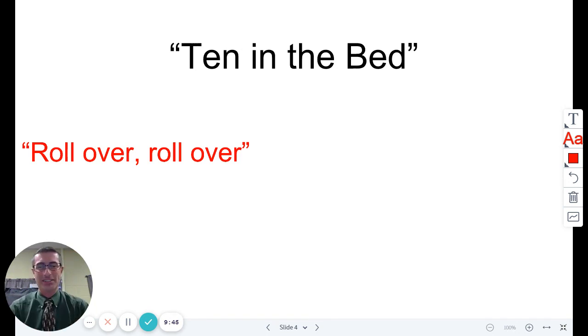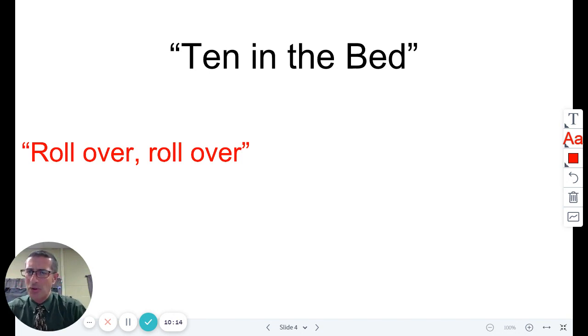Now, we're going to be taking a look at this song today. Now, I know what you might be thinking. You maybe have heard this song before. Maybe you've heard this song a long, long time ago. And you might even be thinking to yourself, dude, Mr. Kowalski, we are in the 4th grade. We are way too cool and way too grown up to be singing this baby song about rolling over out of the bed. Hey, be honest. Is that what you're thinking? We're way too grown up for this.